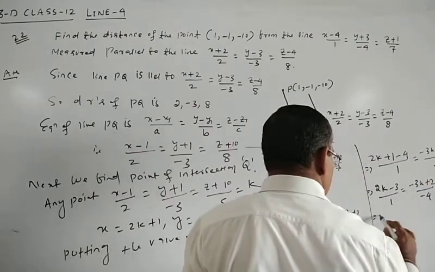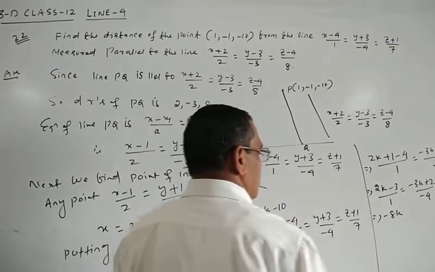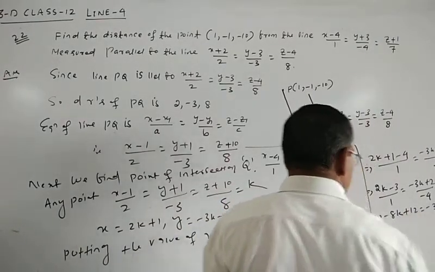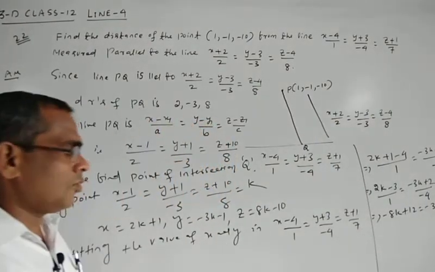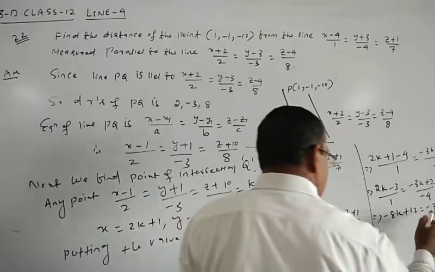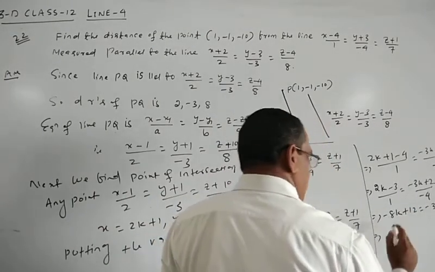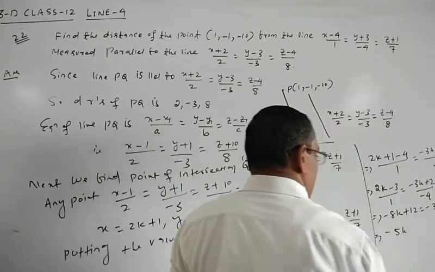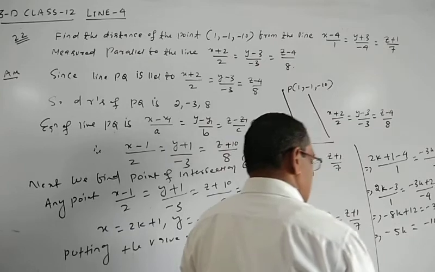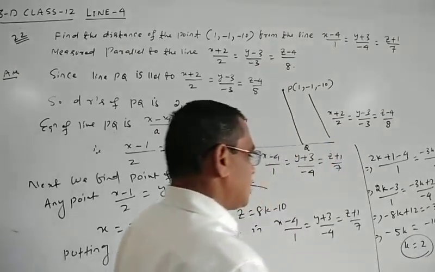Now cross multiplication: minus 8k plus 12 equal to minus 3k plus 2. So minus 8k plus 3k is minus 5k. Minus 5k is equal to 2 minus 12, which is minus 10. So k is equal to 2.